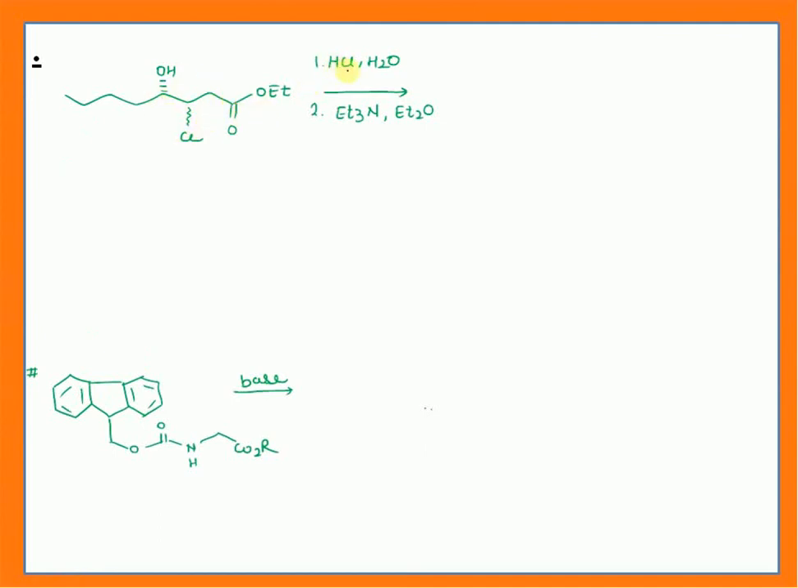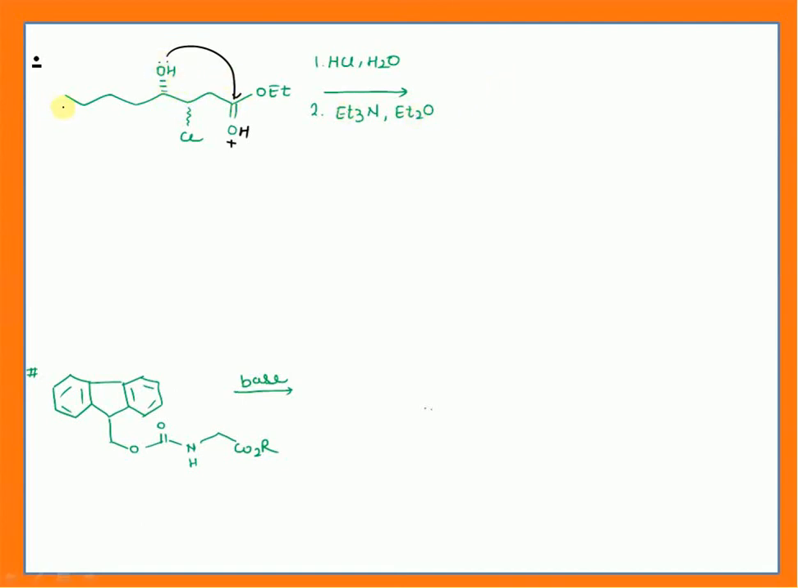So in this case, first we are using HCl and H2O. So this HCl will provide proton, and this proton will attach with this oxygen, and it will form OH plus, making this carbon more electrophilic in nature. Now this oxygen having lone pair of electron can attack on this, and when it will attack on it, it will form a 5-membered ring. 1, 2, 3, 4, 5-membered ring.